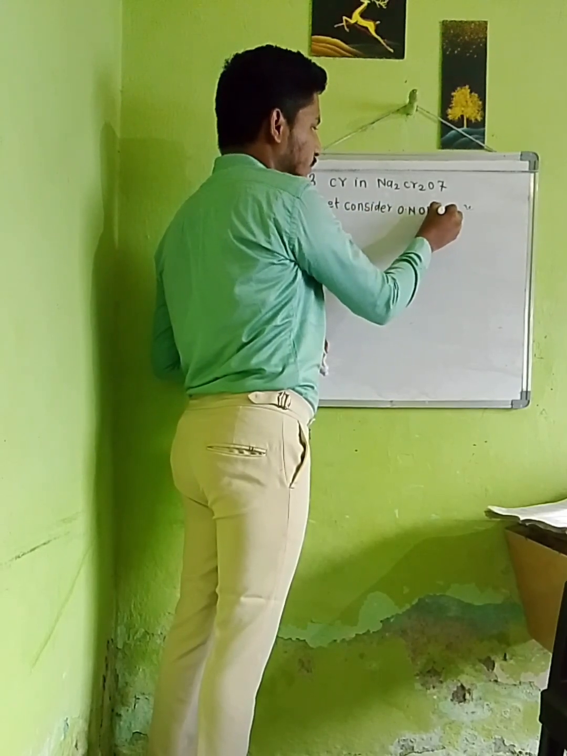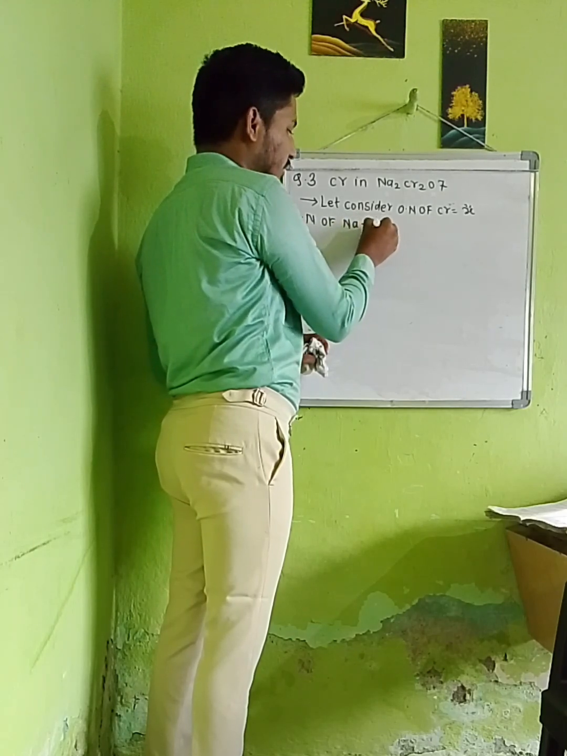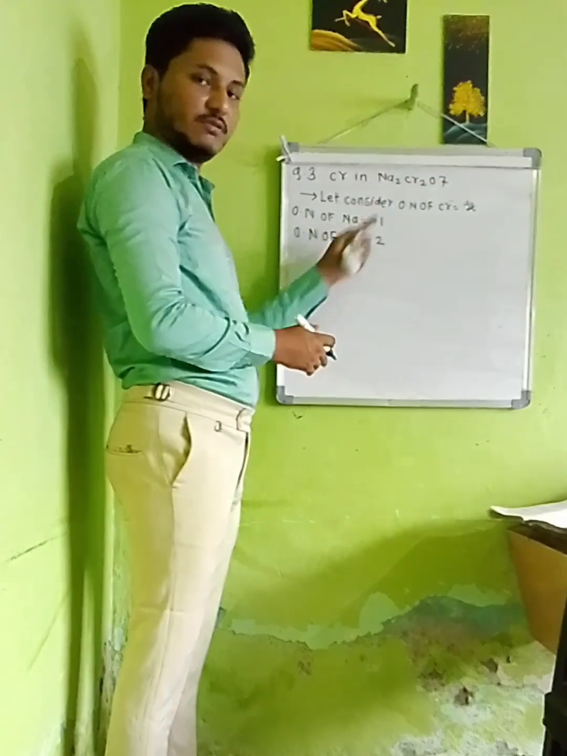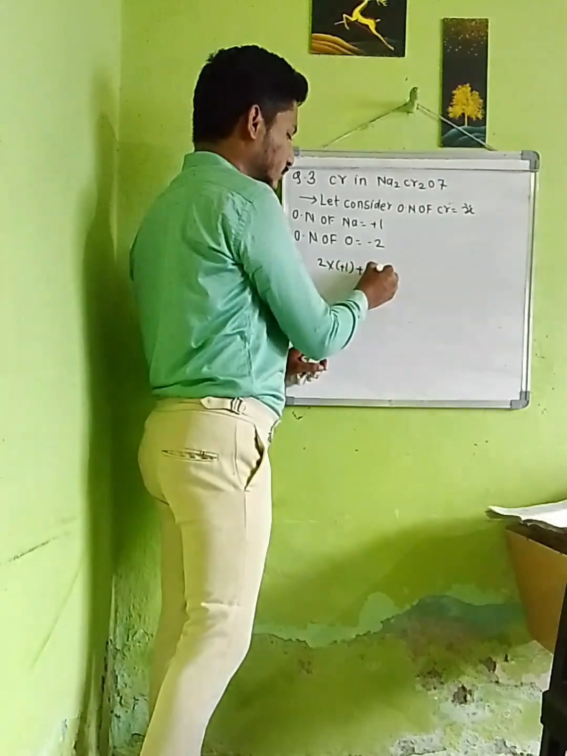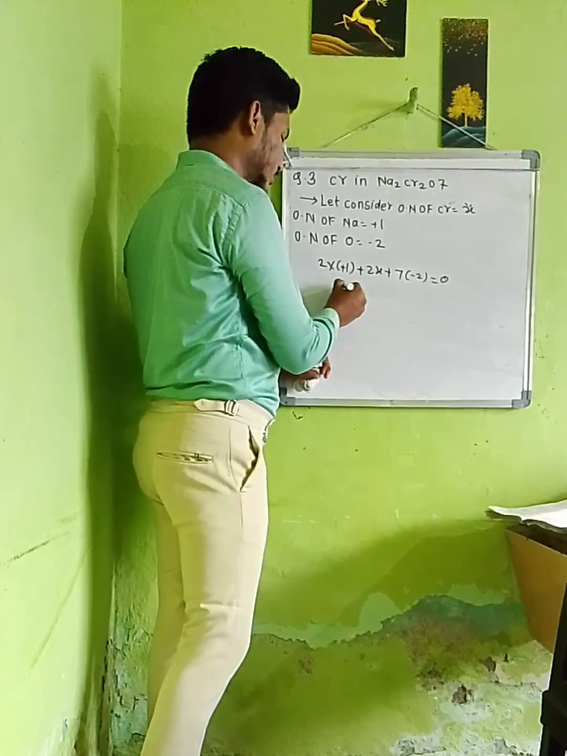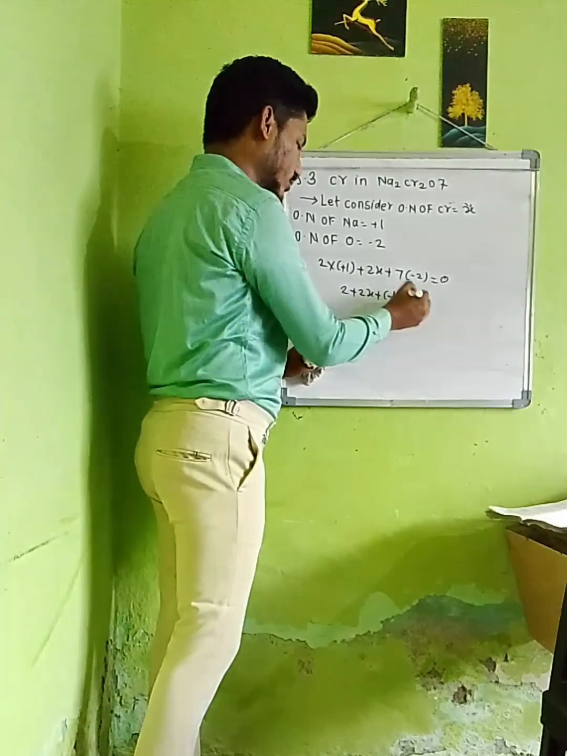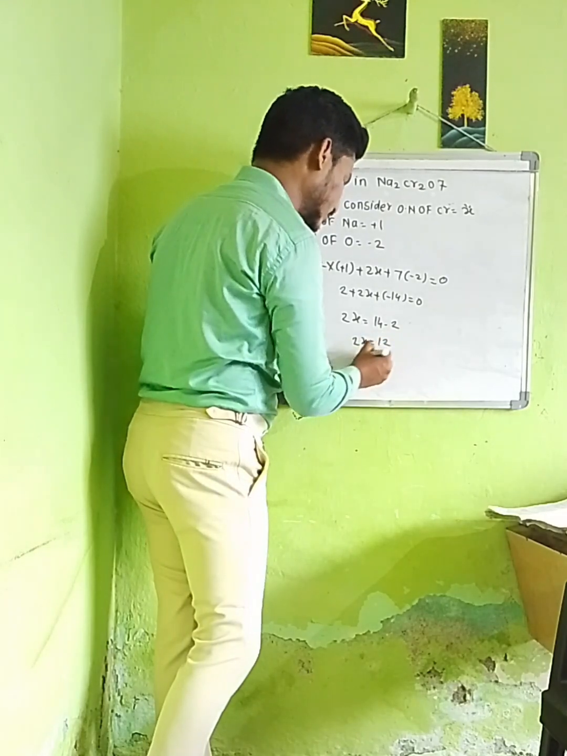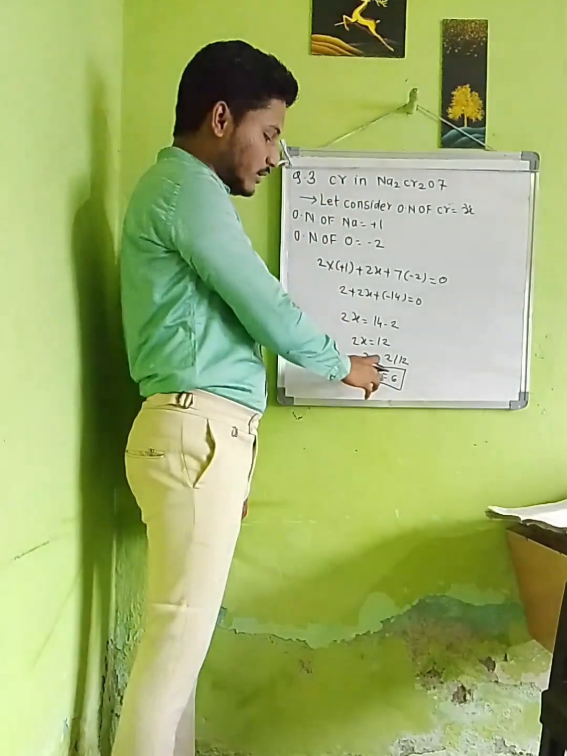So let's consider oxidation number of chromium is X and the oxidation number of sodium is +1 and the oxidation number of oxygen is -2. And fill these values in this formula to solve the equation. 2 into +1 plus 2x plus 7 into -2 is equal to 0. Then 2 plus 2x minus 14 is equal to 0. 2x is equal to 14 minus 2. 2x is equal to 12. X is equal to 12 divided by 2, x is equal to 6. Solve this equation, you will get the answer x is equal to 6.